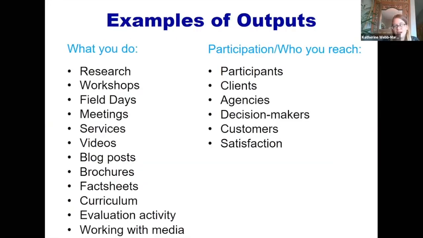So examples of outputs, again, are what you do: your research, your field days, putting out videos, blog posts, working with the media. That's what you have control over. And of course, participation is also part of what you're doing. You're getting people to come and participate. Participation is not an outcome. So if somebody says, what's the outcome of your program? You said, I had 200 people come to my workshop. That is awesome, and it takes a lot to engage the audience. It's just not what we mean by outcome.